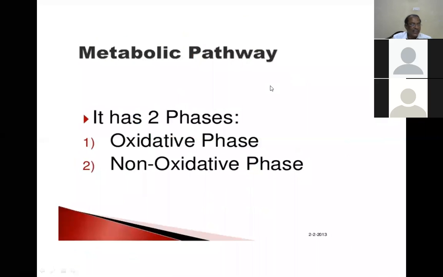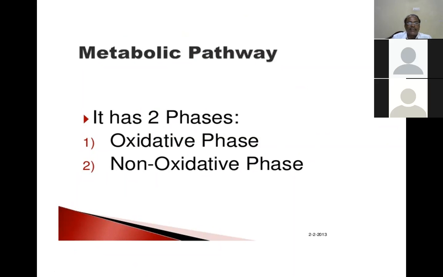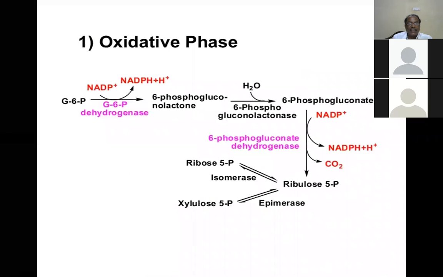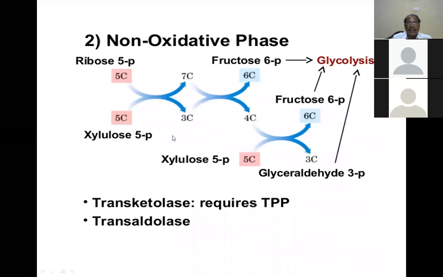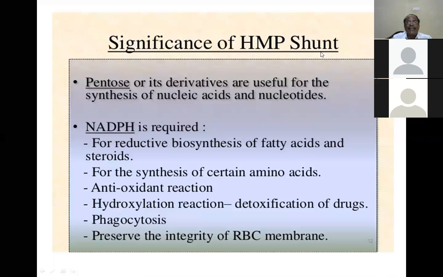So it has been divided into oxidative and non-oxidative phases. This is oxidative phase and this is all non-oxidative phase. What is the significance of HMP pathway? This is more important than the molecular rearrangements. Pentoses or its derivatives are useful for the synthesis of nucleic acids and nucleotides.